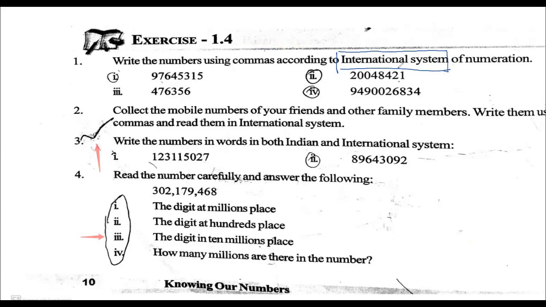In every period, there are 3 digits. Use commas: one comma here and another comma here. Now, these are the ones, these are the thousands, and these are the millions. Why? Because this is the international system. You can read it as how many millions? There are 97 millions. How many thousands?